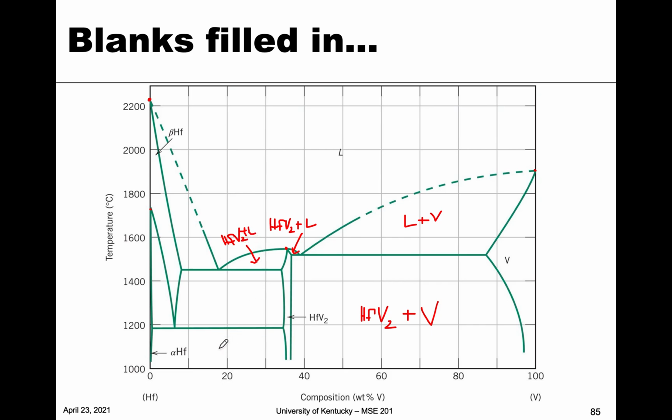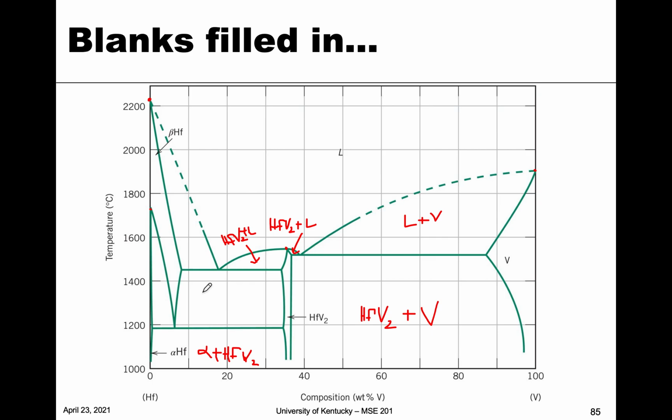This region, we can do this one next. It doesn't really matter which ones you do, so just pick it however you want. This is going to be alpha plus hafnium vanadium 2. All right. And again, keep in mind that the arrows tend to indicate when it's hard to label. So, again, this very small sliver is actually alpha. So it's not labeling this region here.